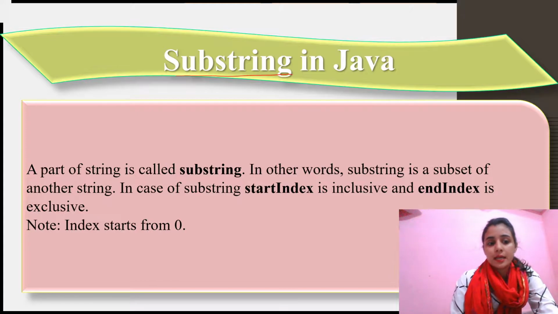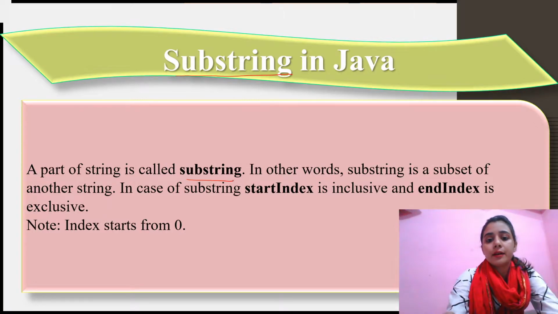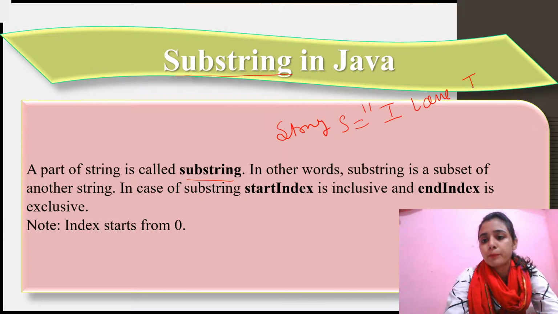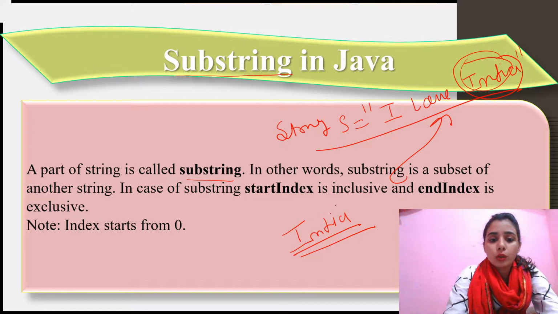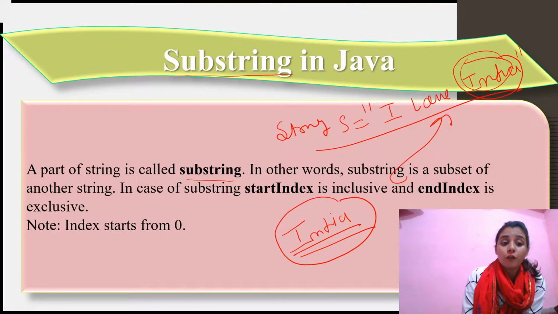What exactly is that? A part of a string is called a substring. If I say s is equal to "I love India", this is my string. But if I talk about its substring, if I write "India", that is the substring. This is my string, and this is a substring, a part of a string. In other words, a substring is a subset of another string.